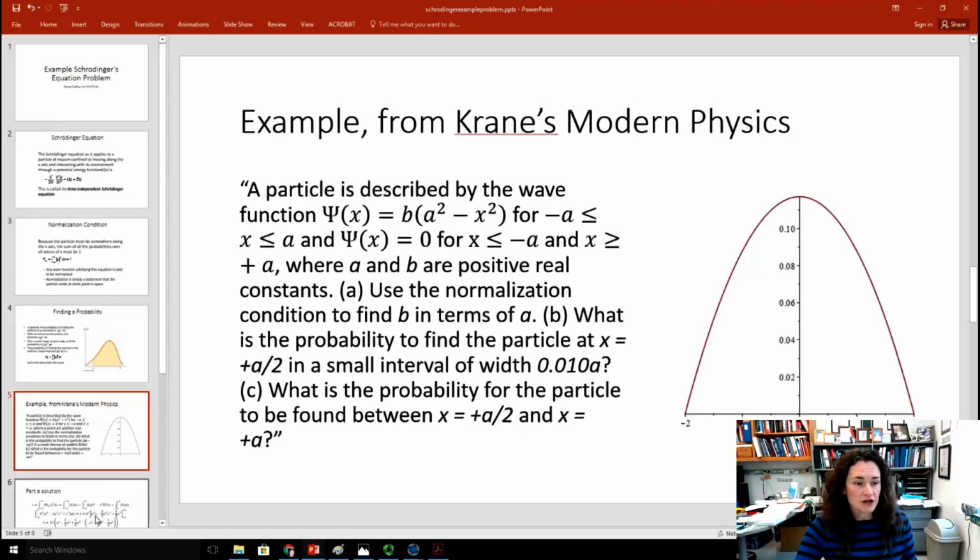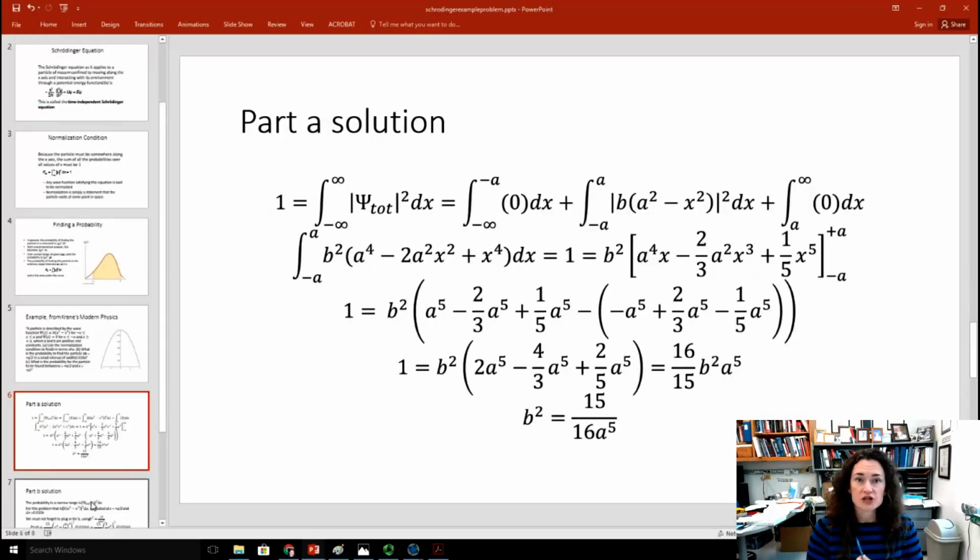So moving on now, let's find the solutions. We're first going to do part A. We're going to solve for b in terms of a using the normalization condition. So remember, the normalization condition says that if you integrate the probability density function over all possible values, that has to be equal to 1. You're forcing that to equal 1. Well, we have a piecewise continuous wave function here. For x less than minus a, the wave function is 0. For x greater than a, the wave function is 0. And between minus a and plus a, it was defined as stated on the previous slide.